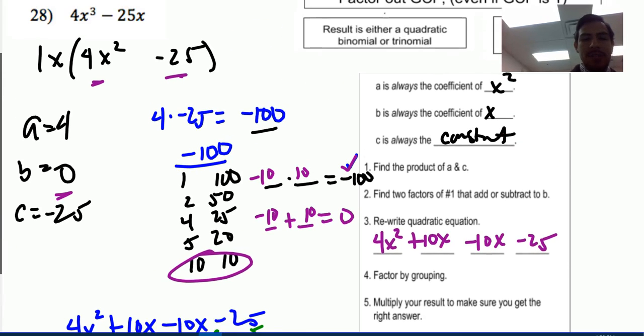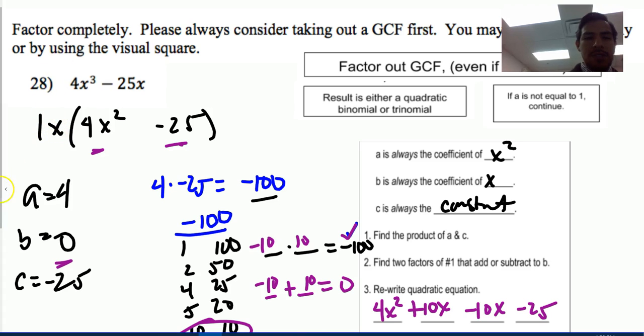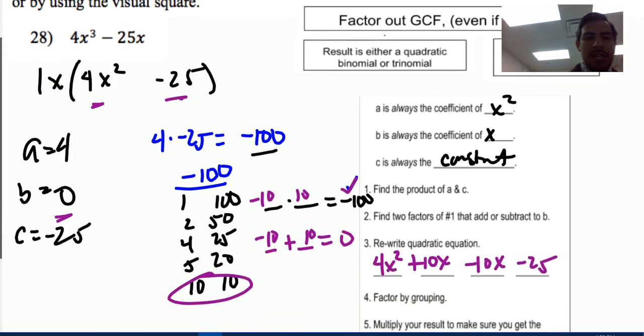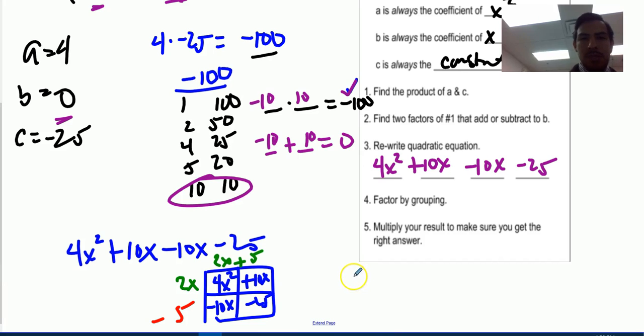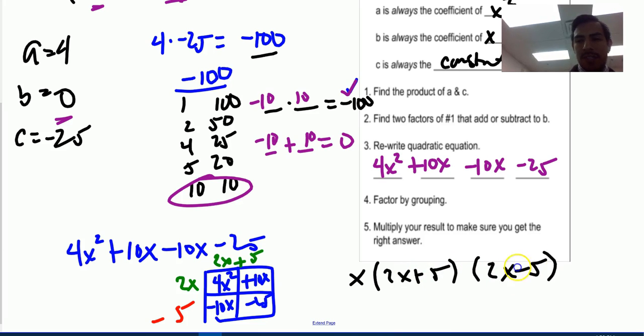So my final answer, but wait: I need that x. I need this x right here. So let's go and take an x out first. x(2x plus 5)(2x minus 5).